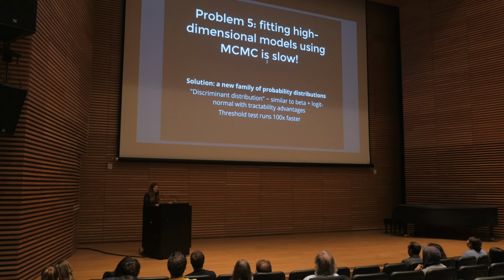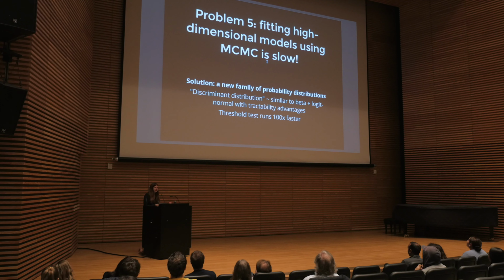So our solution to this problem is to invent a new family of probability distributions, blah, blah, blah, beta, logit normal, tractability, many magical words. Come talk to me more if you want the mathematical details, but the main point here is that the model runs 100 times faster, making it feasible to scale it to a data set of our size. Great. So that's a lot of math, a lot of suffering. Is it actually worth it?